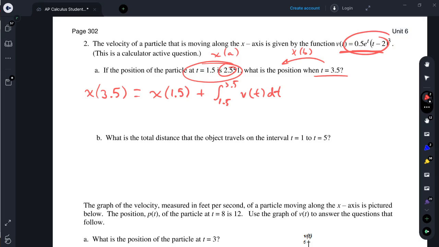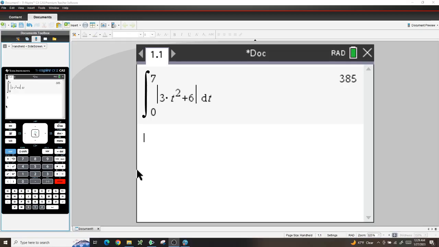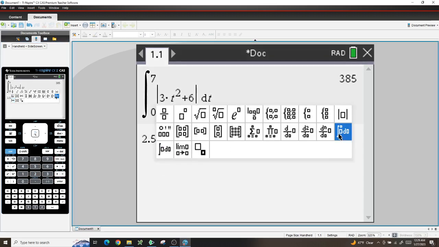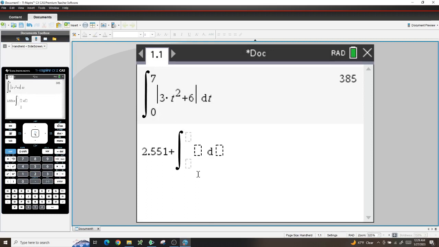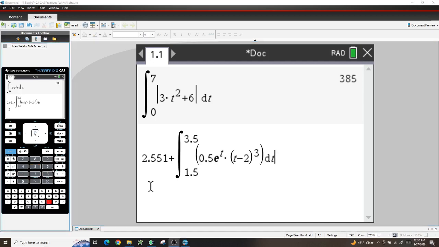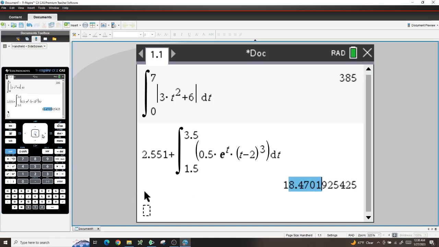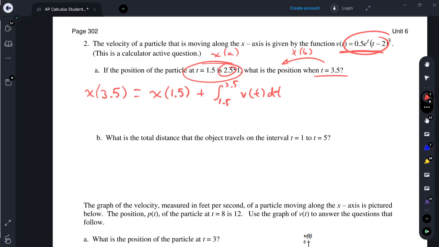So into our calculator, what we're going to do is just type in 2.551 for that x of 1.5, plus the integral, same, from 1.5 to 3.5. All right, and then we type everything in, we hit enter, we get our answer 18.47019. I want to go out to at least 4 decimals, and we will just write that down. And that is our answer.